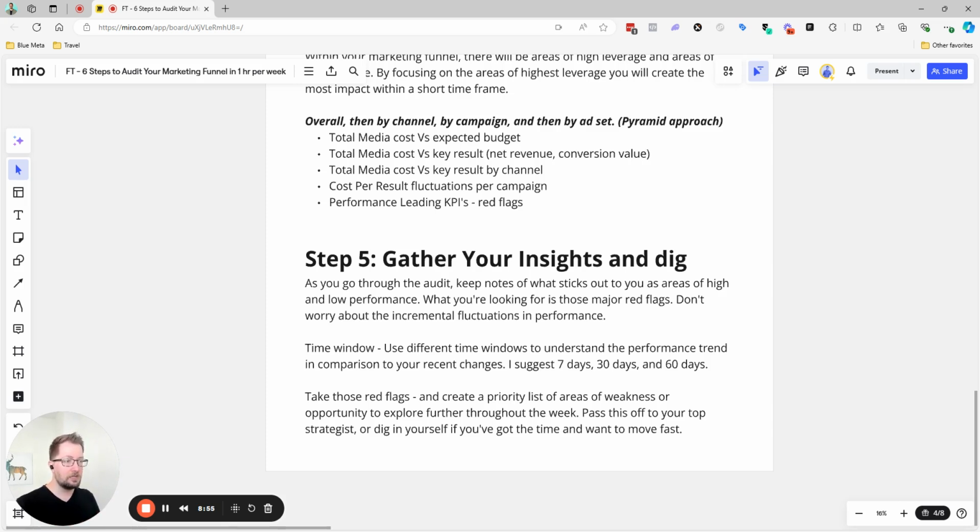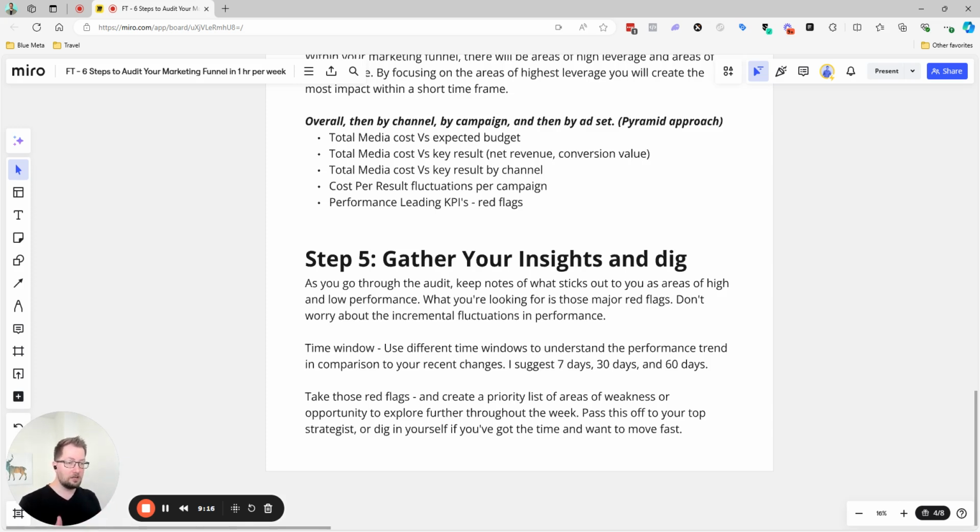Look at different time windows and then take those red flags as you've written them down, and create a priority list of areas of weakness and areas of opportunity. And now you're going to take those and explore those throughout the week. So this whole process should not take you more than an hour. If it's taking you more than an hour, it's because you don't have a plan. You're not time blocking. You don't know what you're looking for.